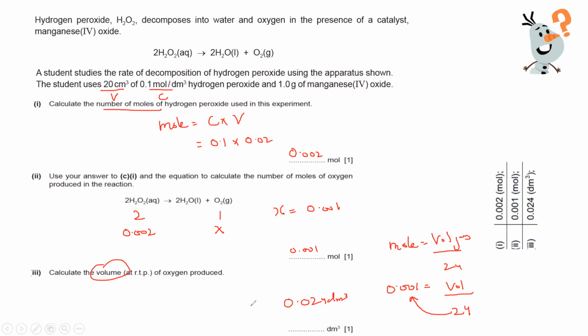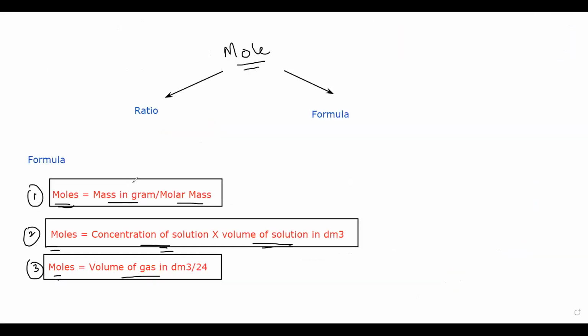The three formulas you have to memorize: moles equal mass in gram divided by molar mass. If mass is given, you can use this formula. Basically this formula relates mass in gram with moles. The second formula, moles equal concentration multiplied by volume. And the third formula, moles equal volume of the gas divided by 24. These are the three formulas which you have to memorize.